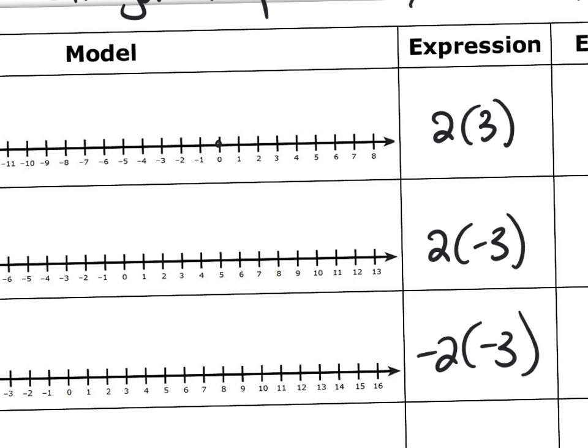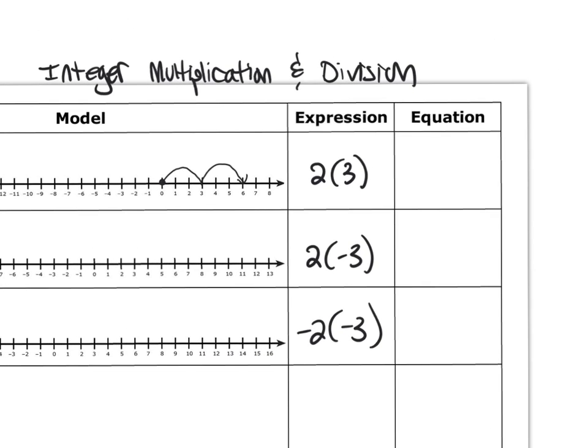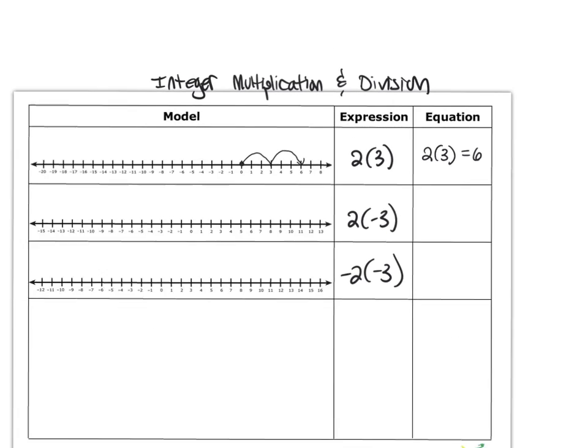I'm going to start at 0, and then here's one group of 3 and another group of 3. I could make those hops a little better. One group of 3, two groups of 3. So this is 2 times 3, right? I have two groups of 3 here. And so now I could use that to write an equation. I could say 2 times 3 equals 6. So that's how I could represent that on a number line and with an expression and equation.